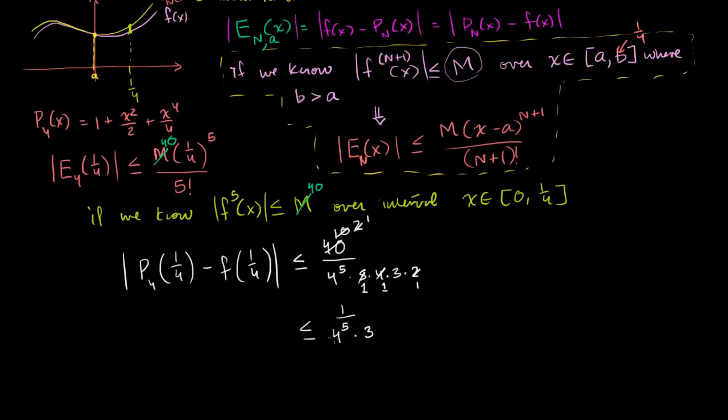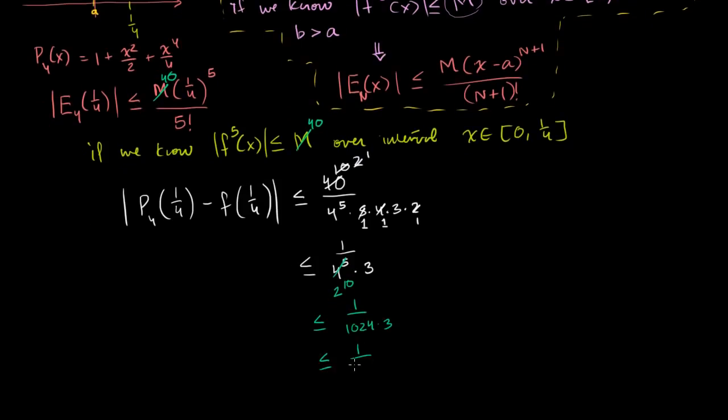And so what is 4 to the 5th? You may or may not know. You can work it out by hand if you like, but 4 to the 5th is the same thing as 2 to the 10th power, because 4 is 2 squared. 2 to the 10th power, if you're familiar with computer science, is 1024, but you can work it out yourself. So this is less than or equal to 1 over 1024 times 3. So what is that? That is less than or equal to 1 over 3,072. So this quantity right over here is less than 1 over 3,072.